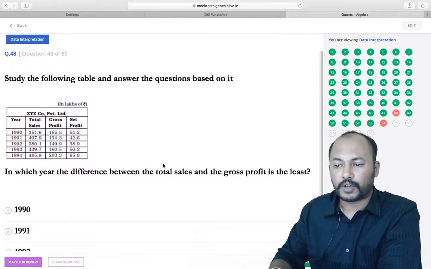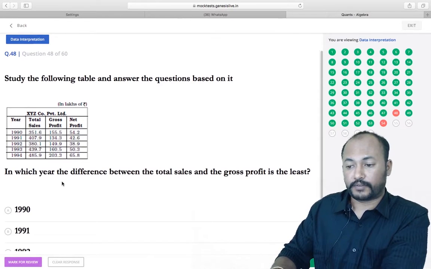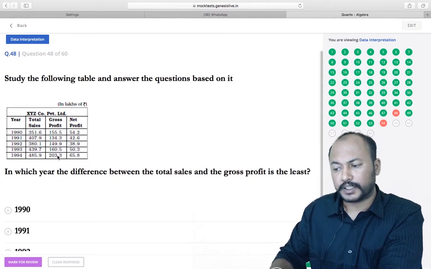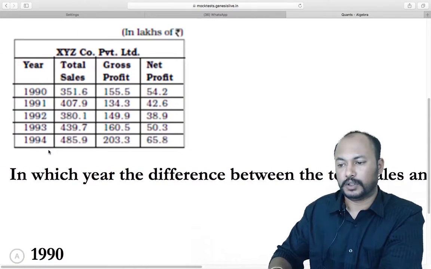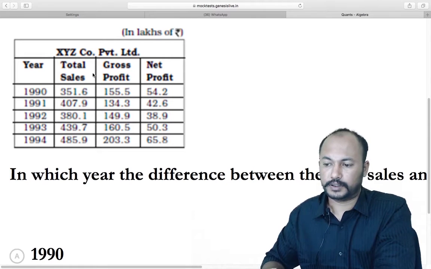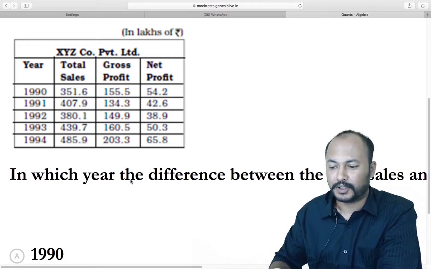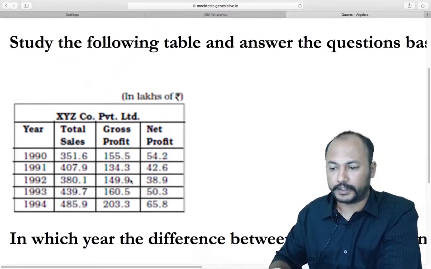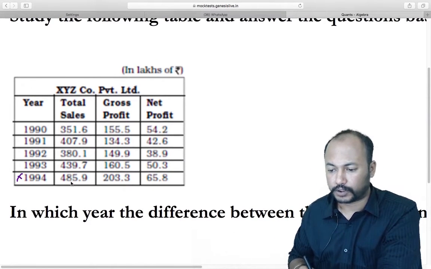Okay, we have a new question, 48. They have given a tabular column, and the question is: in which year is the difference between total sales and gross profit the least? Total sales is given, years, and gross profit, and then there is net profit. Net profit is not the difference between these two. Anyways, in the options there is no 94, so I need not find the value for 94 or consider it at all for this question.